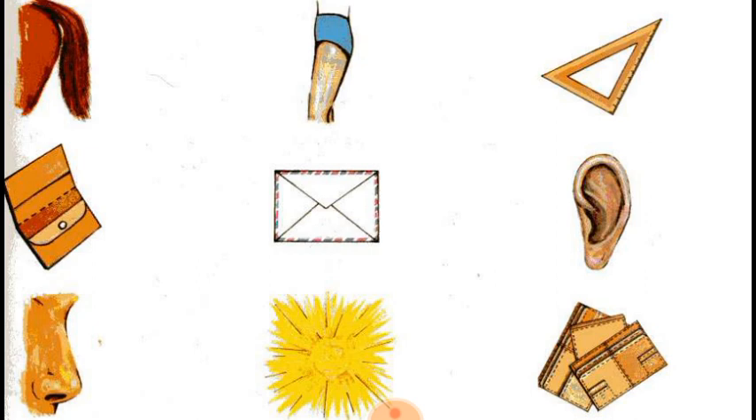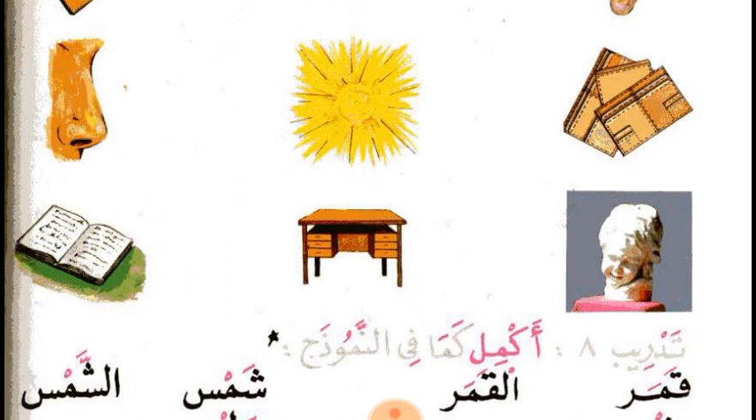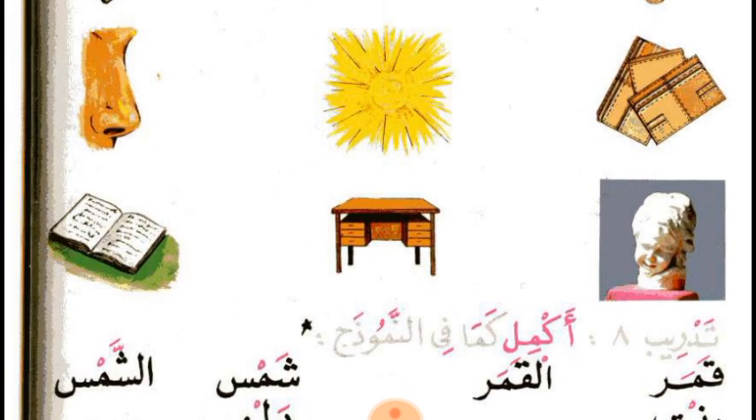Udhunun. Dharfun, envelope. Mihfadha, wallet. Mahafidh, wallets. Shamsun, sun. Anfun, nose. This one? Timthal. You say Timthal is statue, S-T-A-T-U-E. Statue.